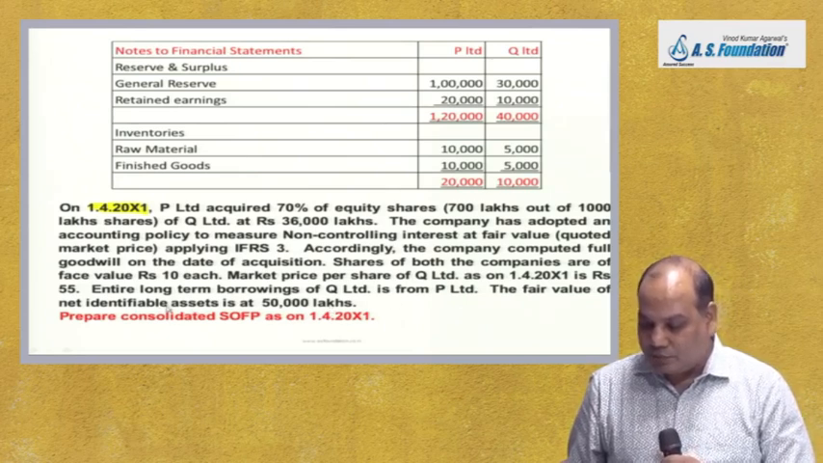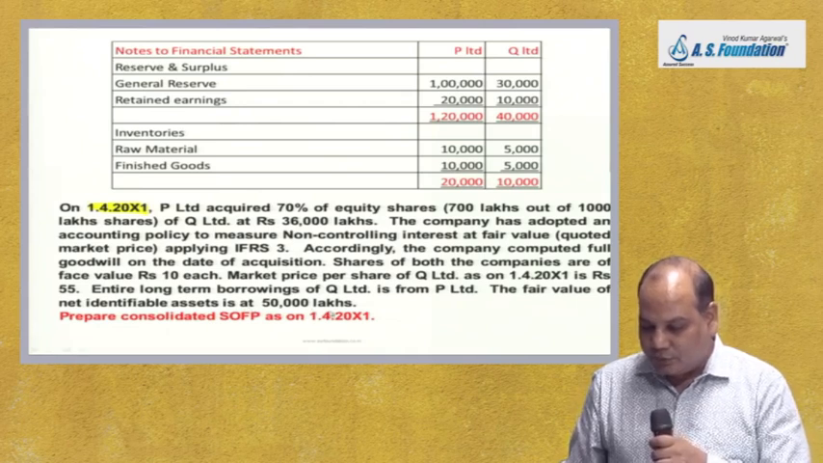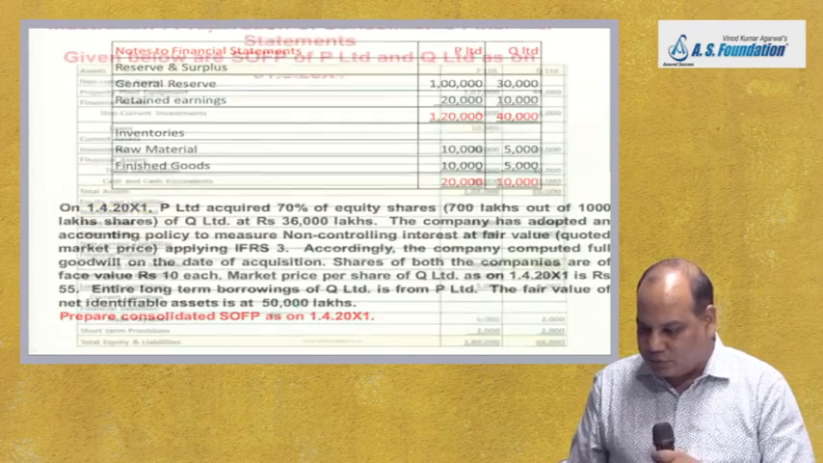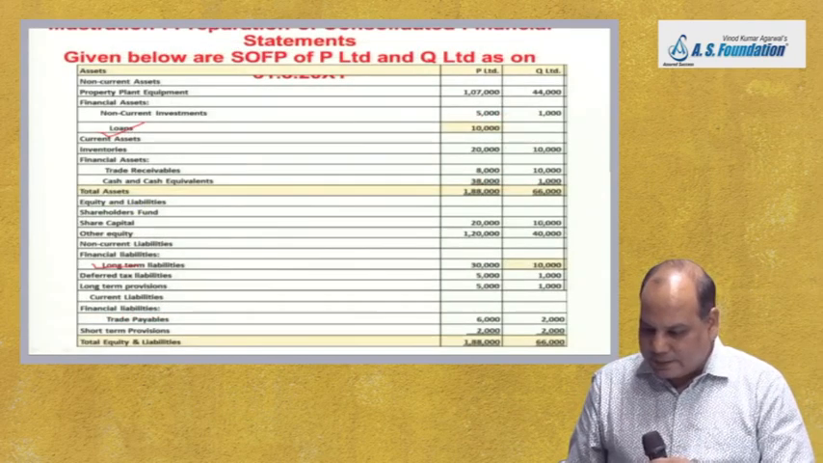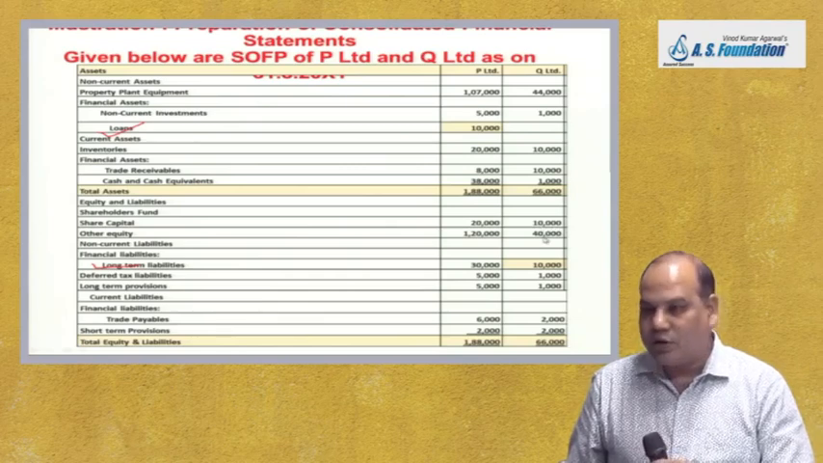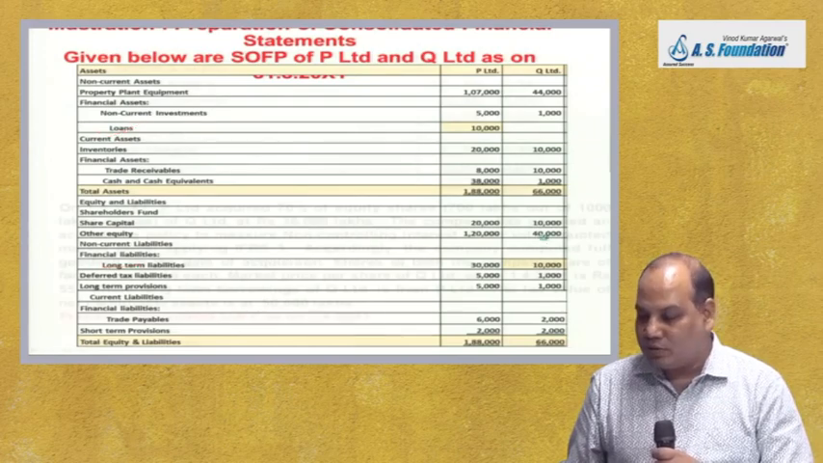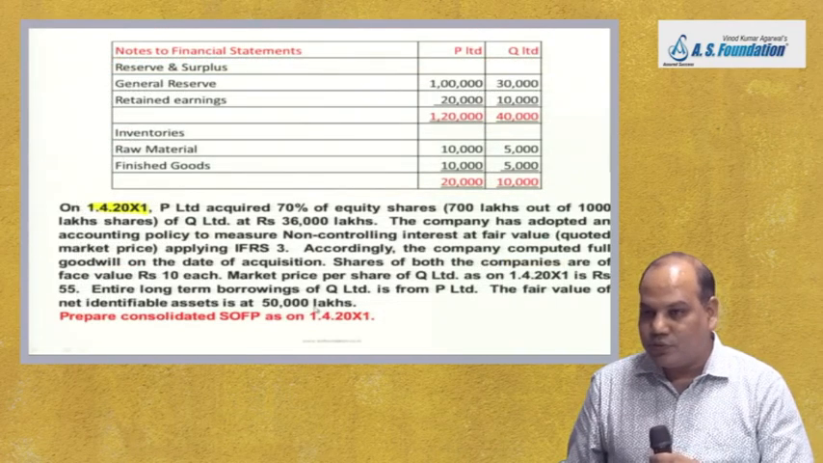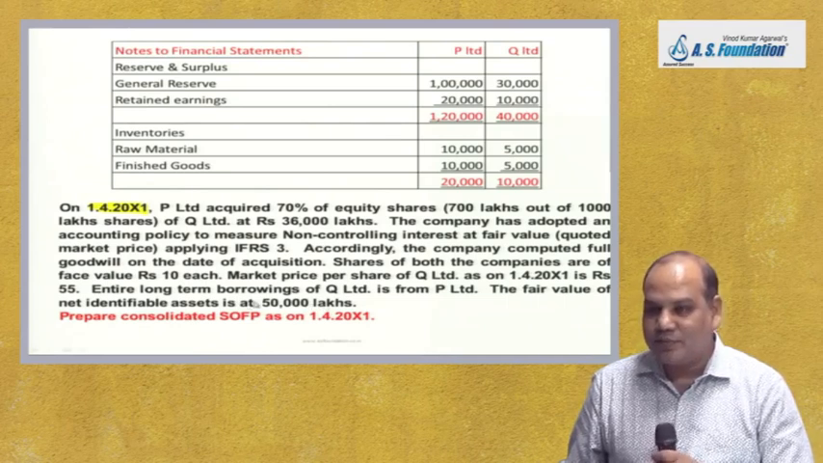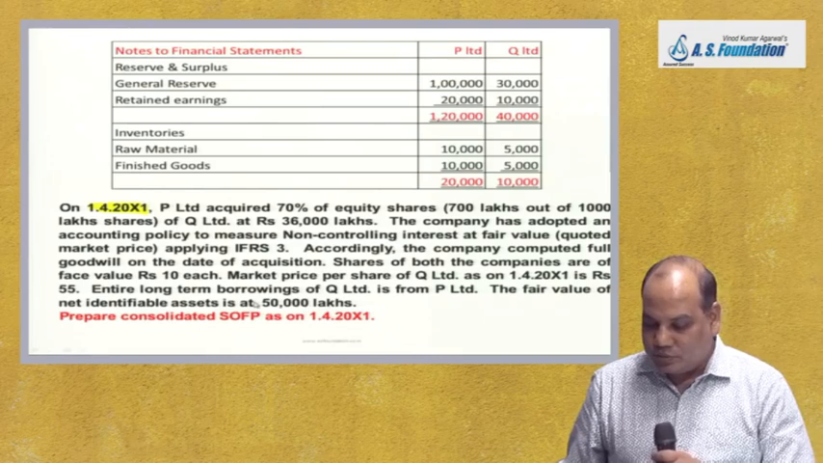Fair value of net identifiable asset is rupees 50,000 lakh. Let us check whether it is different from book value. On the screen, share capital is 10,000 and other equity is 40,000, which means this line is of no use. Fair value of net asset is same as book value. So like the previous problem we will solve.